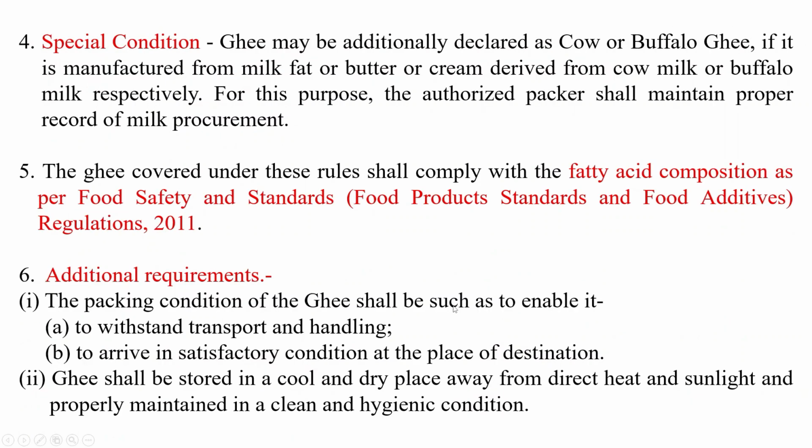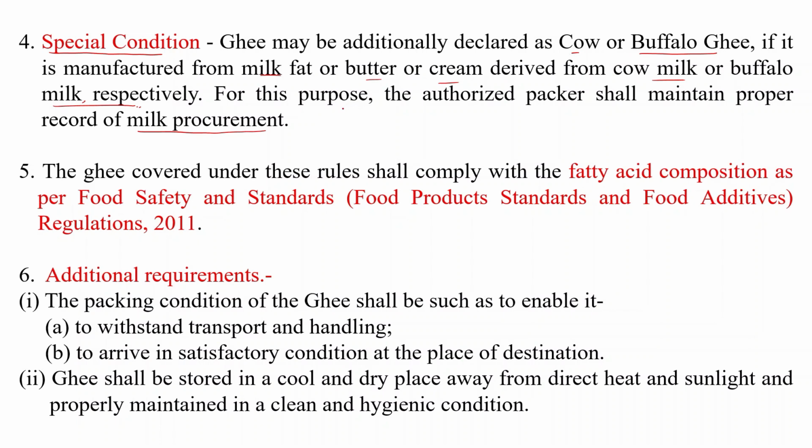Now the fourth requirement is special condition. Ghee may be additionally declared as cow or buffalo ghee if it is manufactured from the milk fat or butter or cream derived from the cow milk or buffalo milk respectively. For this purpose, the authorized packer shall maintain proper record of milk procurement so that it should be traceable.